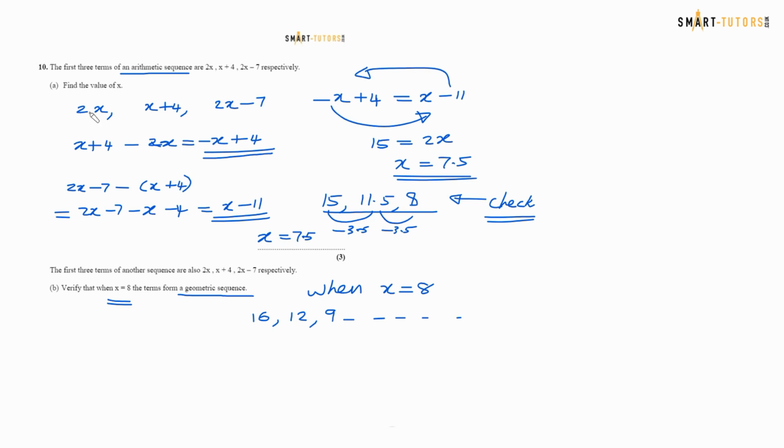If it is a geometric sequence, the ratio between two terms is going to be the same. So for the second term, I'm going to call the ratio R1. Here the ratio is R2. Let's find R1. R1 is 12 divided by 16. Careful here: second term divided by the first term, not the other way around. So 12 divided by 16 is 3 upon 4. R2 is the third term 9 divided by 12. If I simplify this, I get 3 upon 4.